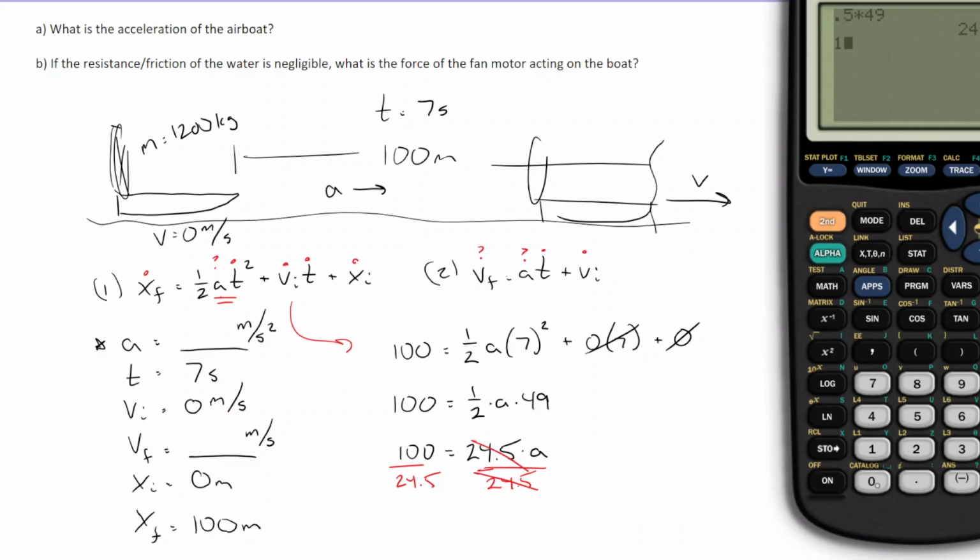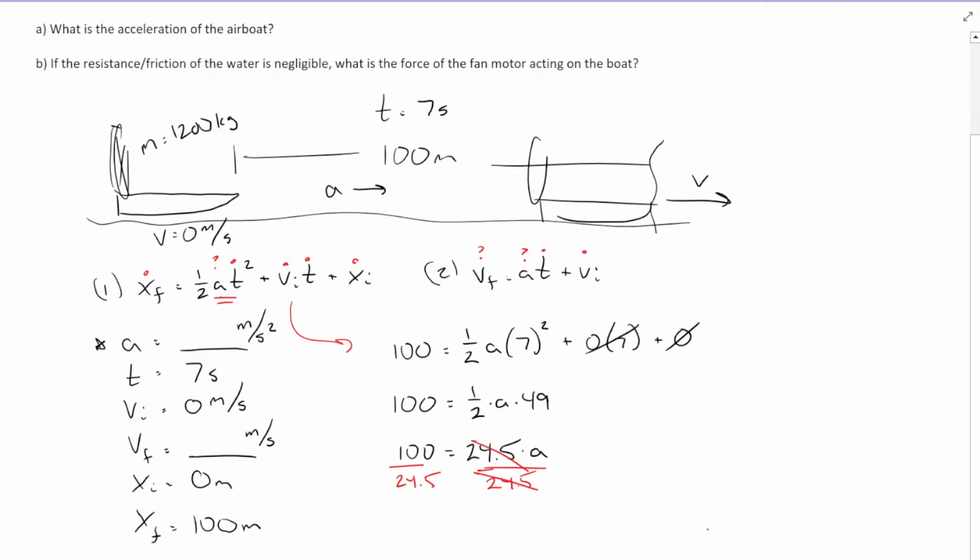And now I'm going to take 100 and divide by that answer in my calculator. And I get 4.08. So I get an acceleration of this fan boat of 4.08 meters per second squared. So what does that mean? Well, every second I'm gaining 4 plus meters per second, which means after about 7 seconds, I would be going about 28 meters per second.